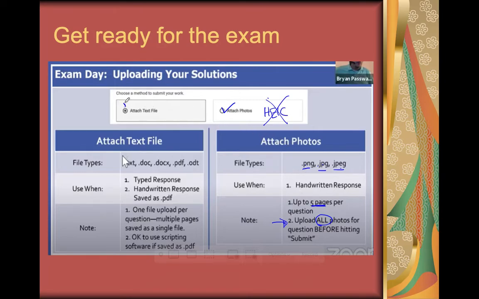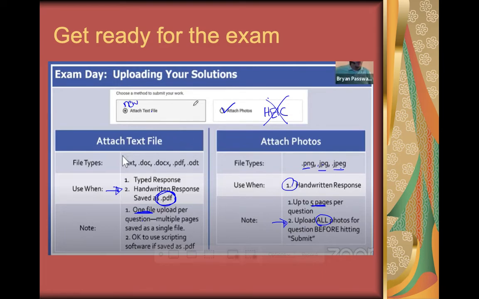But this was new. We weren't really paying much attention to this because most of our kids were going to do handwritten response. But you can also do a handwritten response and use one of those scanning apps, or take a picture and save as a PDF. But you're only allowed 1 file upload per question. So in that case, if you took 4 pages to do question 1, when you scan them, you need to scan all 4 pages as one PDF, and then choose text file and upload the PDF. Okay?